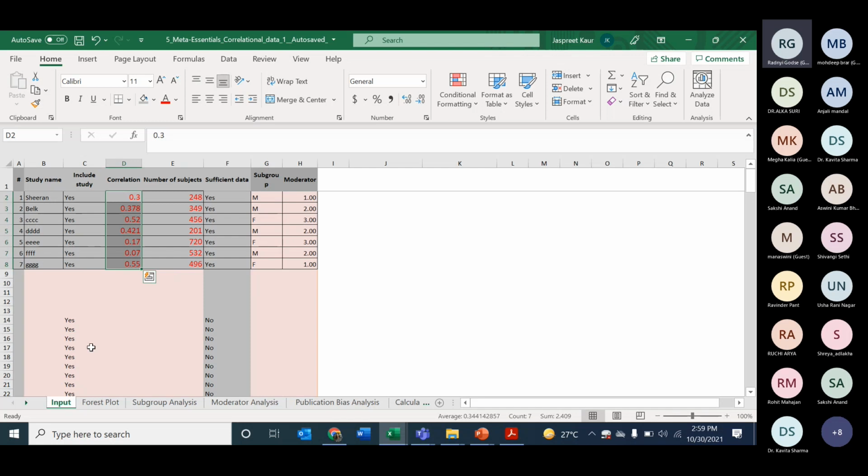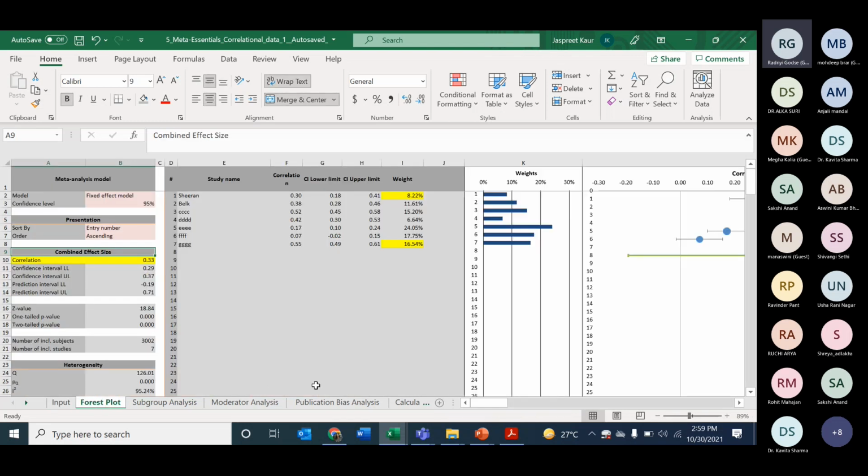After this, you go to the next sheet, which is the forest plot. Okay, and it is already made. The good thing about Meta Essentials is it's free of cost and you don't have to do anything. You just have to go to the next sheet and the analysis is done. What is important over here is the interpretation of this analysis.